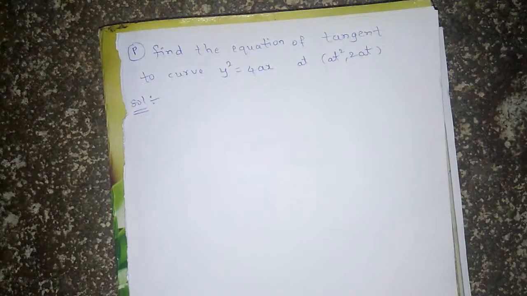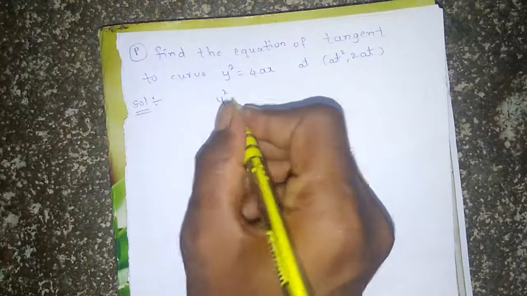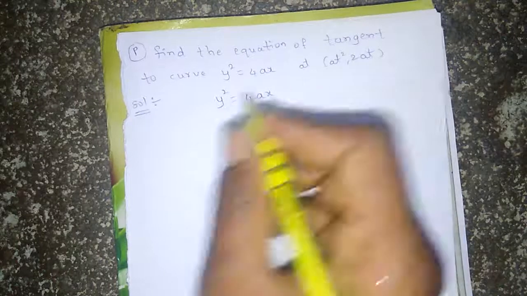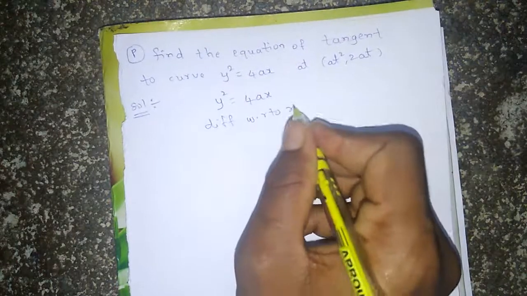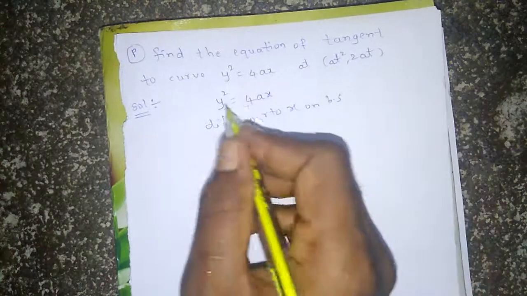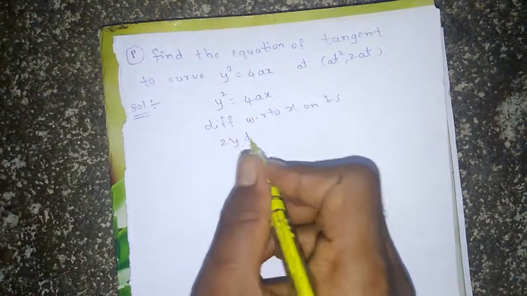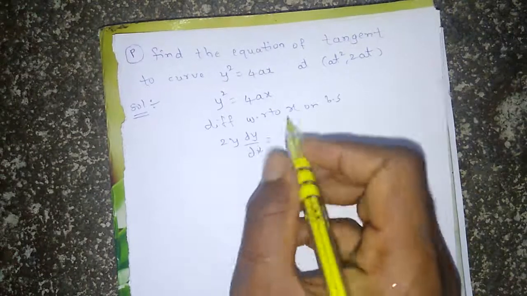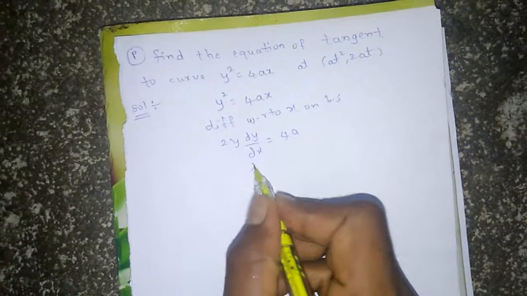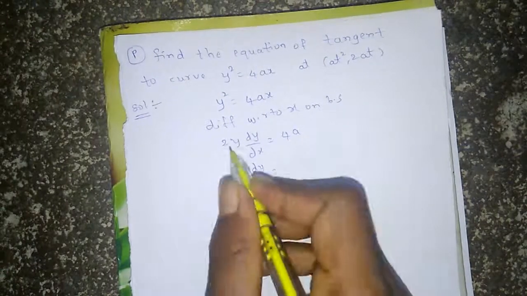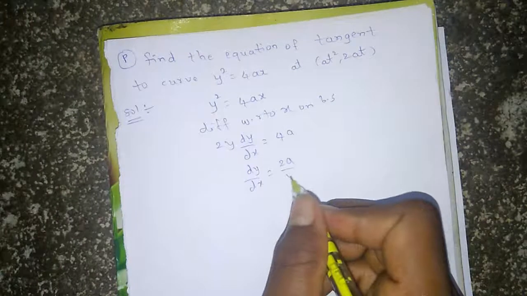Our next problem is: find the equation of the tangent to the given curve y square is equal to 4ax at the point (at square, 2at). Here the given curve is y square is equal to 4ax. Differentiate with respect to x on both sides. Derivative of y square is 2y into dy by dx, is equal to 4a into the derivative of x, which is 1. 4a into 1, that is 4a. So dy by dx is equal to, 2 gets cancelled, 2a by y.